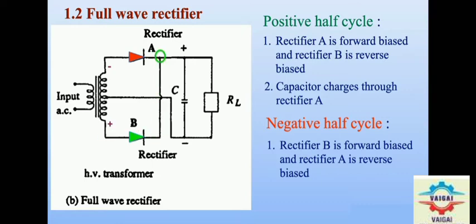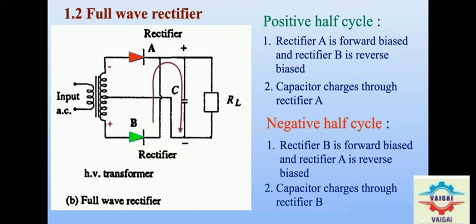See the diagram. It is the current direction. Now the capacitor charges through rectifier B. It is the symbol for the charging current.